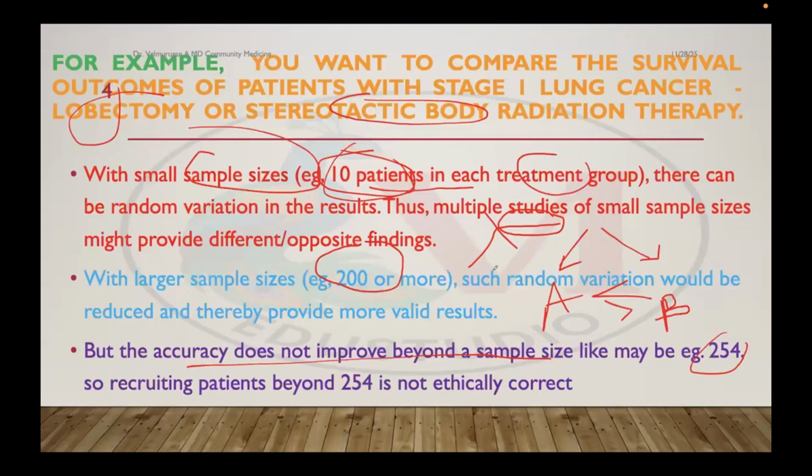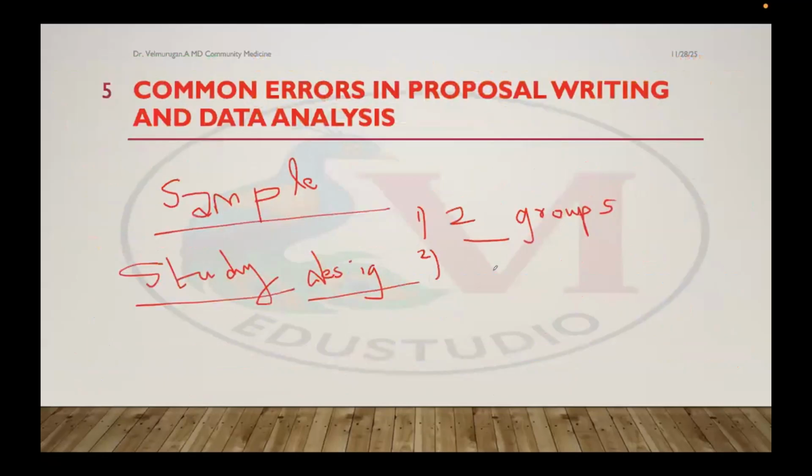So this is the study: survival outcomes of patients with stage 1 lung cancer, lobectomy or stereotactic body radiation therapy. Yes, sir. Superb, sir. Study design and effect size. Yes, effect size. So effect size is like, we are having the survival of patients. Out of 100 patients, how many are going to survive with lobectomy and how many are going to survive with stereotactic body radiation therapy? That is the effect size. So the study design we are going to do is RCT.